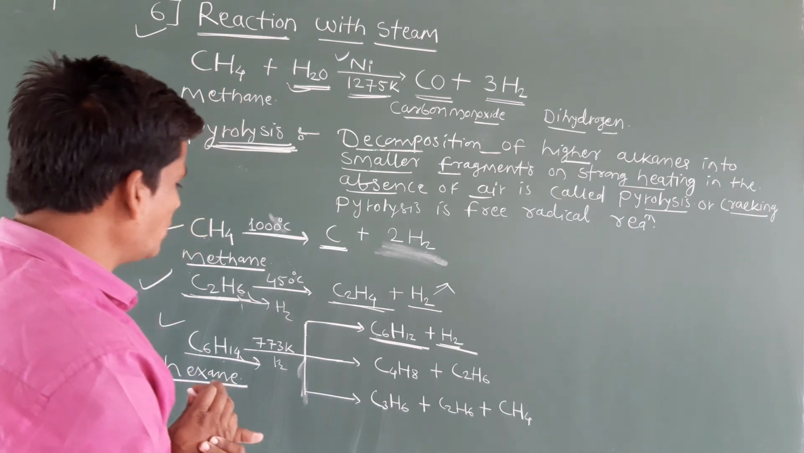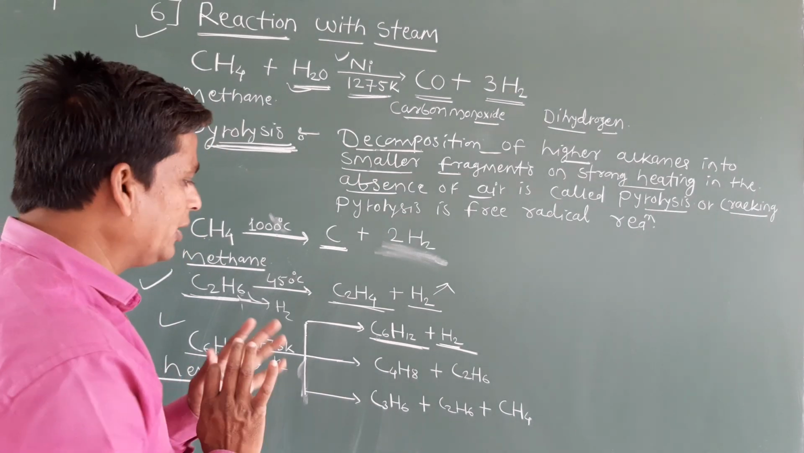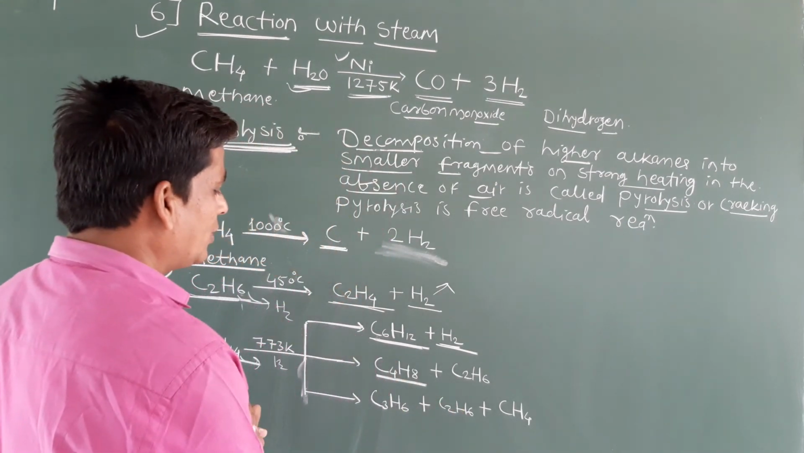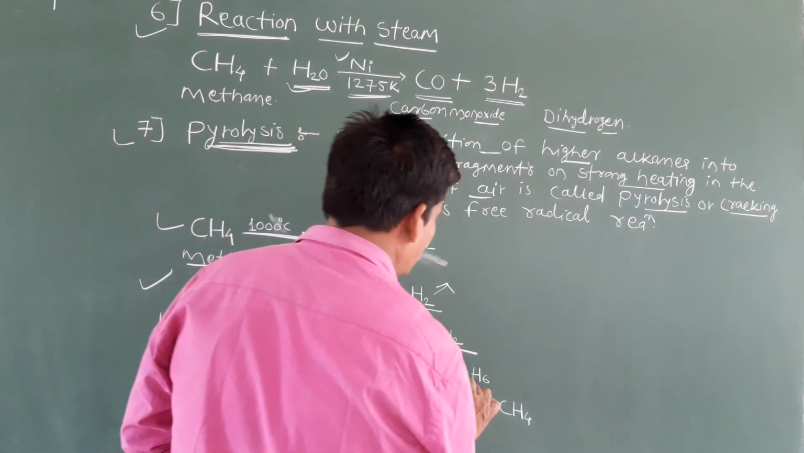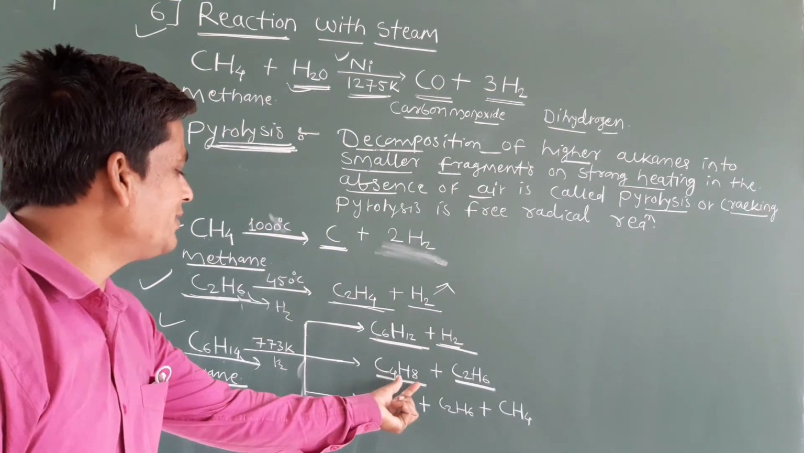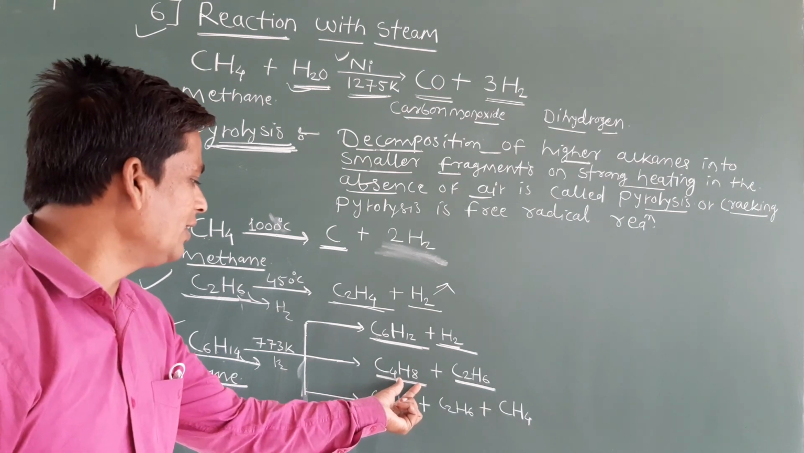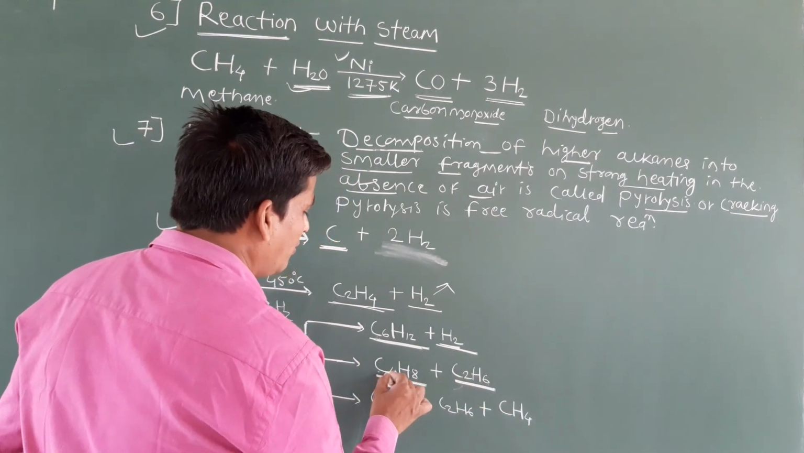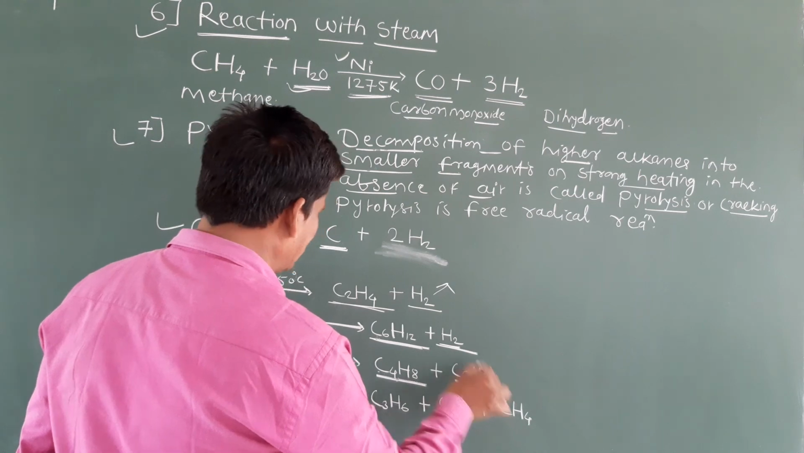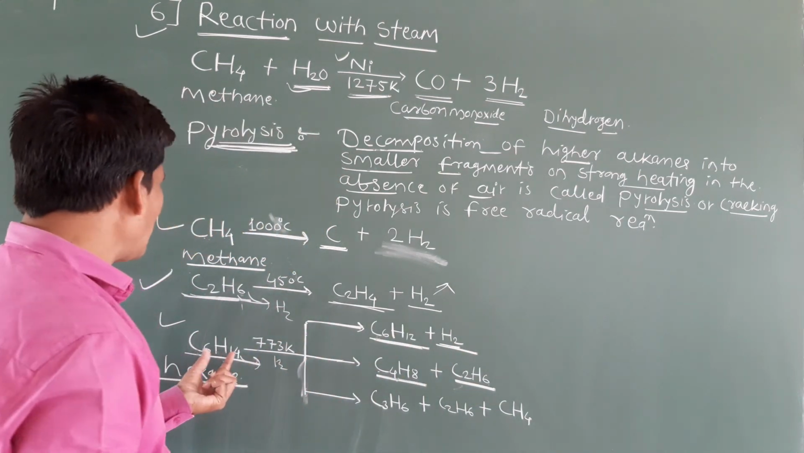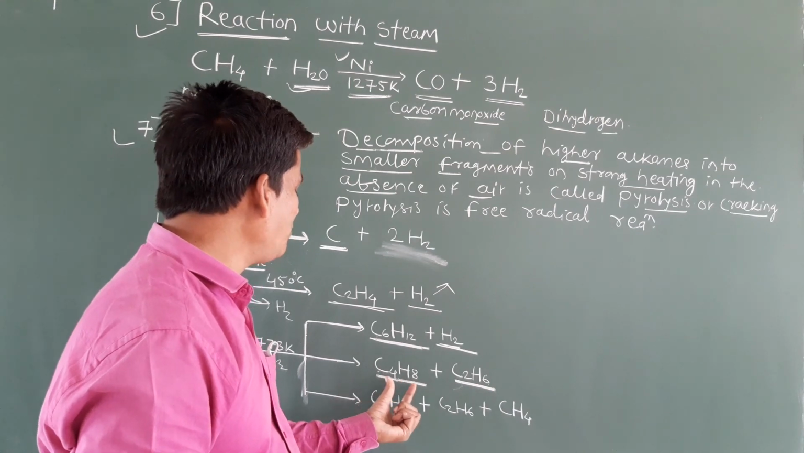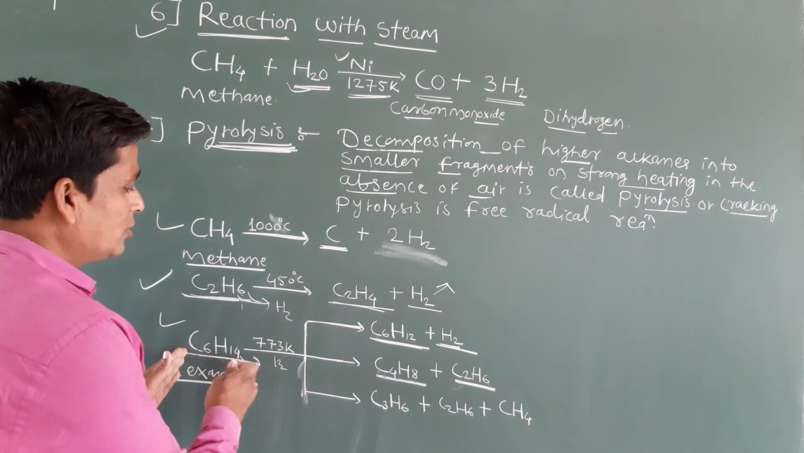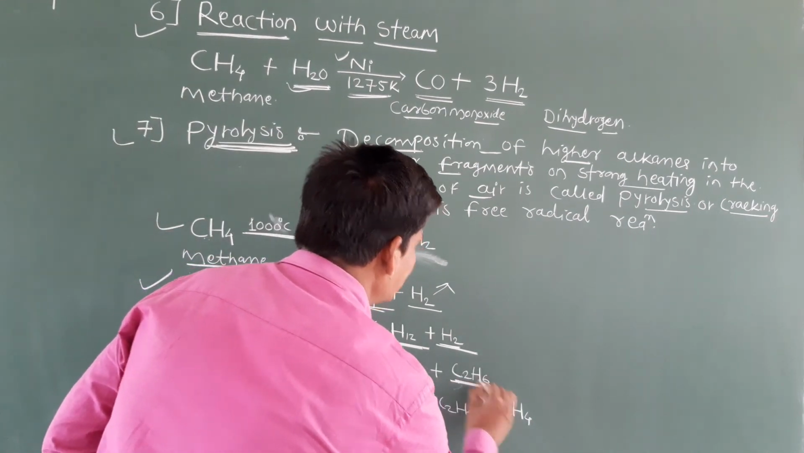The second possibility: this hexane, after decomposition, forms 2 fragments. One is butene, C4H8, a double bonded compound, and the other is ethane, C2H6. Just check the carbon count: C4 and C2 make C6, and H8 and H6 make H14. The same carbon and same hydrogen should be there. So after breaking this hexane, it forms butene as well as ethane.